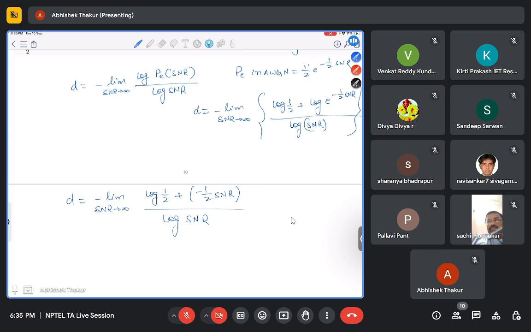As SNR tends to infinity, the log of half term will be very negligible. So this will be equal to minus half of SNR. So our value of D will be minus limit SNR tends to infinity, so it will become half of SNR divided by log SNR.